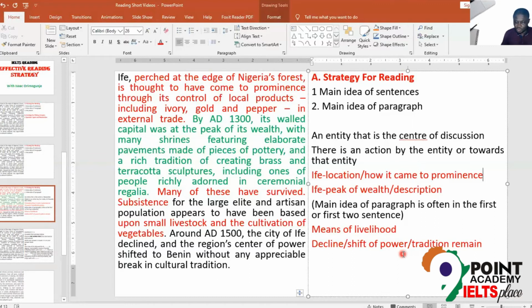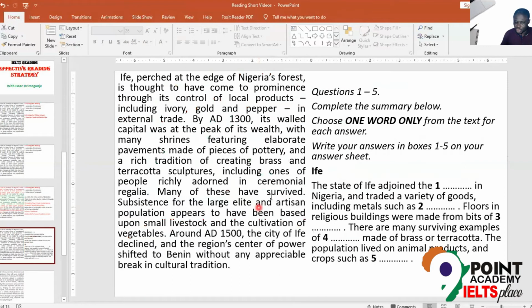And one thing you must remember is after each paragraph, go to the question. Don't finish. I will not be treating the question this time around. I only want you to go and practice this and then check the question. Let me just flip to one of the questions. The state of Ife adjourned the dash in Nigeria. This is the place that is talking about the location.